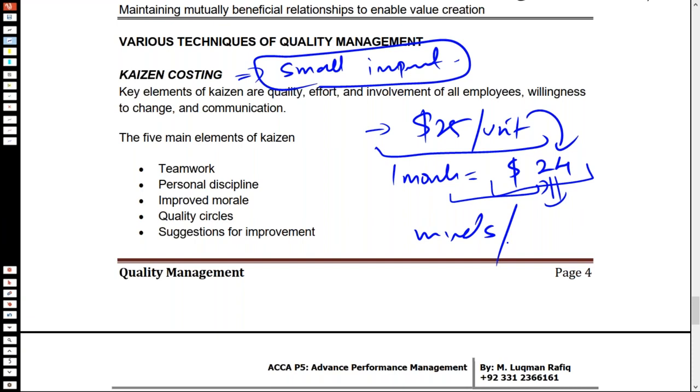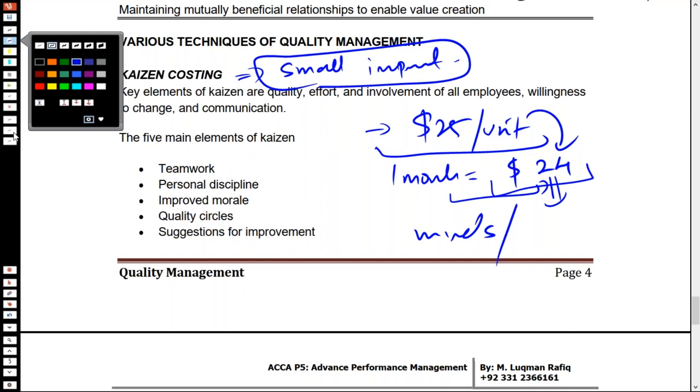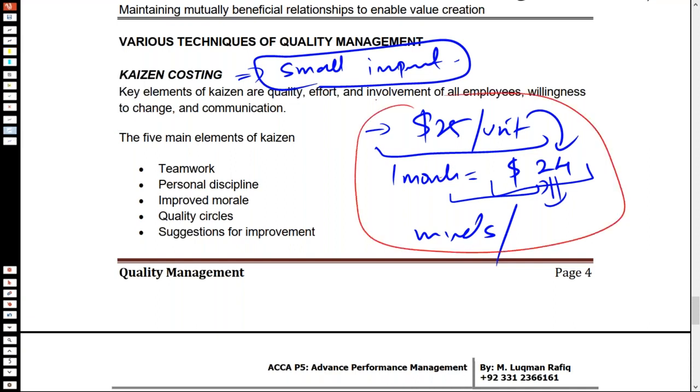When the employees are able to reduce it, it is going to give them a lot of confidence. If an employee has been able to make this reduction through his own efforts, he would be very happy, thinking, yes, we are contributing towards the organization's improvement. Once this $24 target is set, you might then tell them 23, then 22.5, then 22, and so on. These are the things that might happen when you apply Kaizen costing.